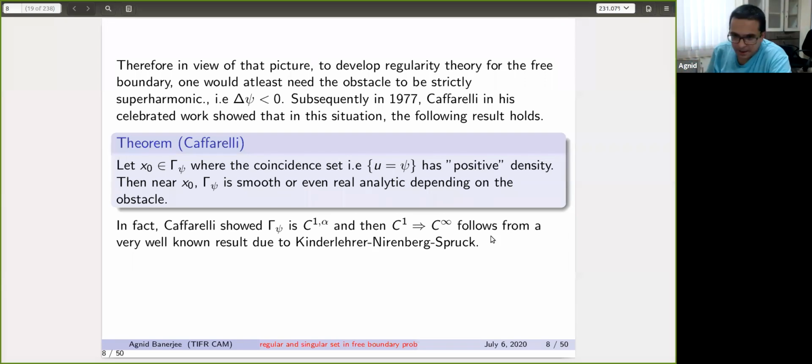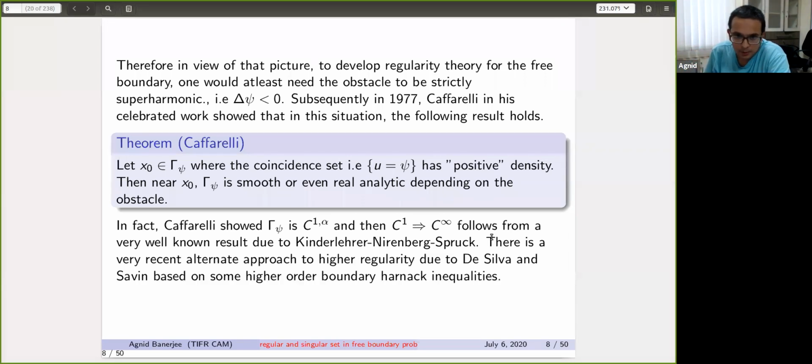Now, there is a very recent alternate approach to the higher regularity starting from C1 alpha, and that is due to De Silva and Savin, based on higher order boundary Harnack inequalities. And it would not be an understatement to say that such a new approach has really furthered our understanding of the regularity theory for the free boundary, and it has also provided a new perspective in, so to speak, boundary elliptic regularity theory.